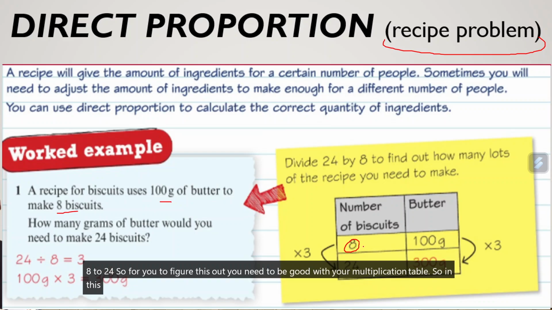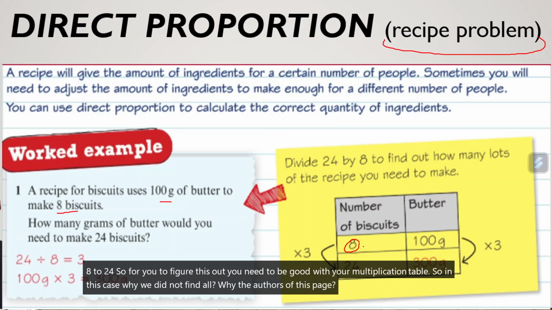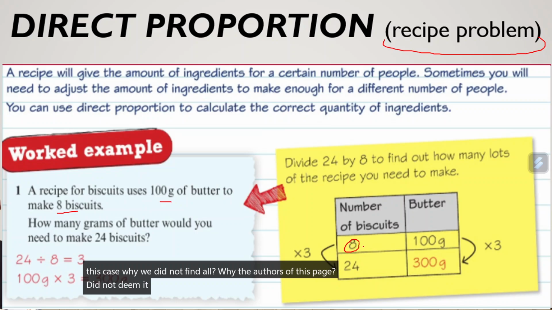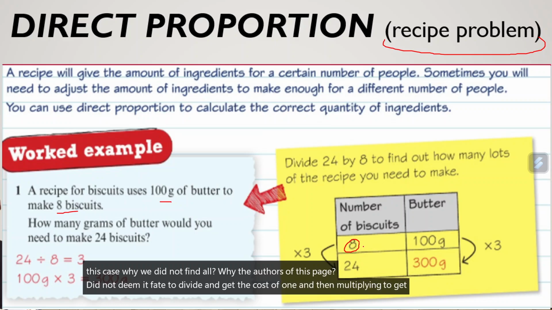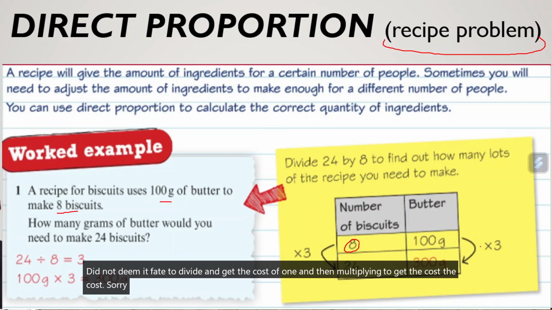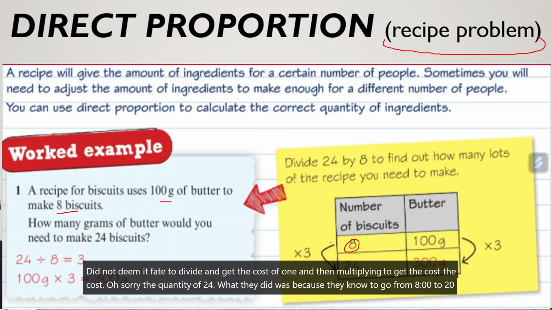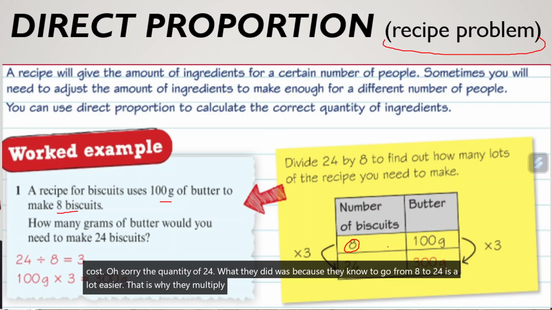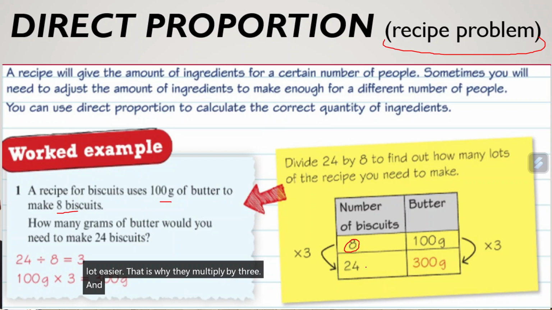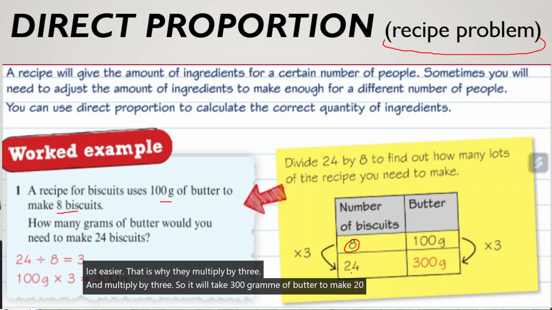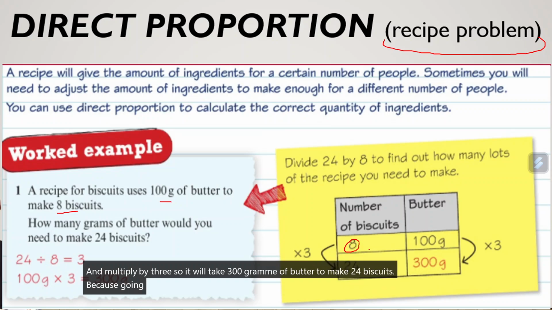So in this case, why did the authors of this page not deem it fit to divide to get the cost of one and then multiply to get the quantity of 24? What they did was, because they know to go from 8 to 24 is a lot easier, that is why they multiplied by 3 and multiplied by 3. So it will take 300 grams of butter to make 24 biscuits.